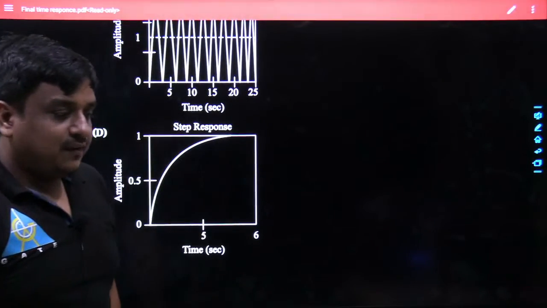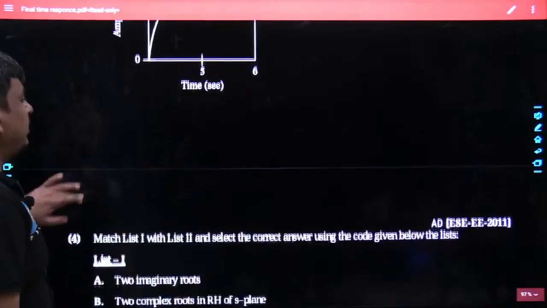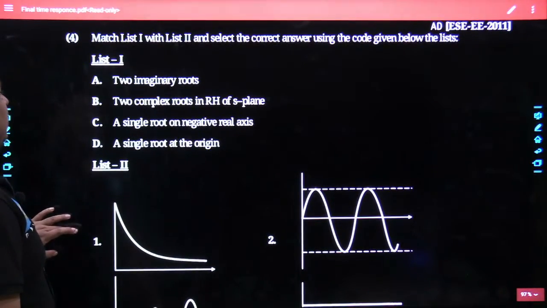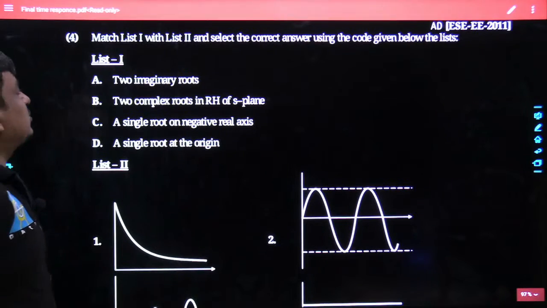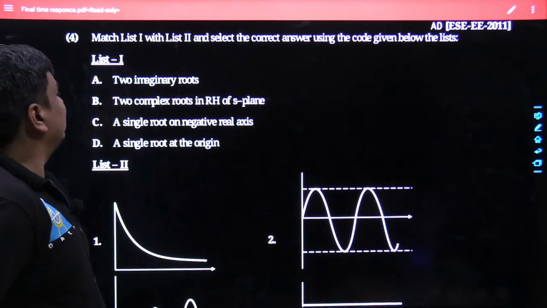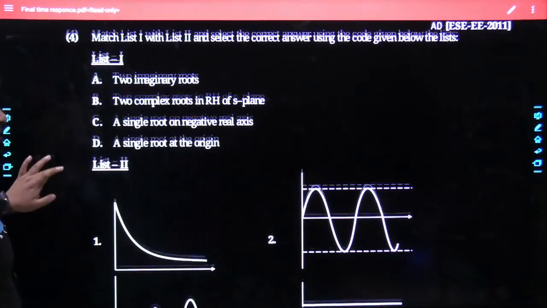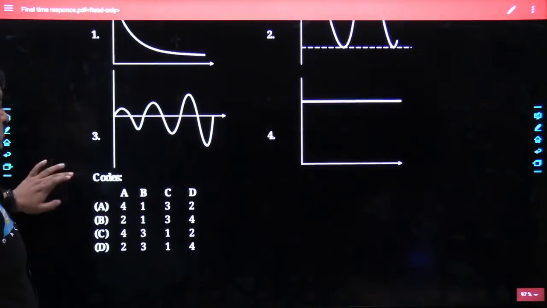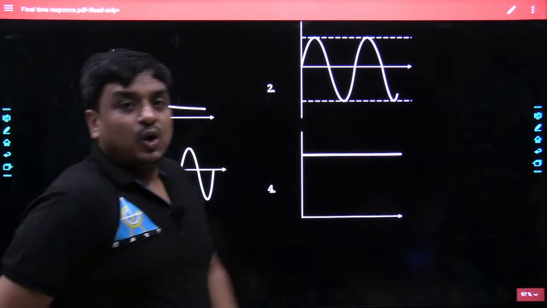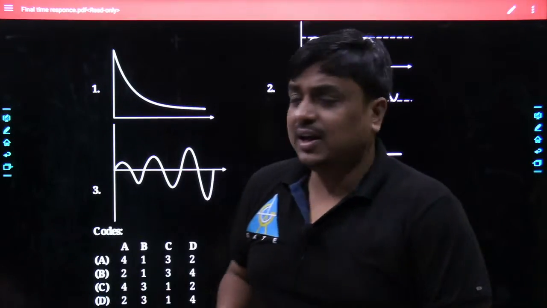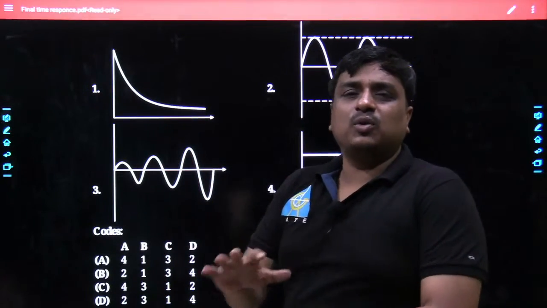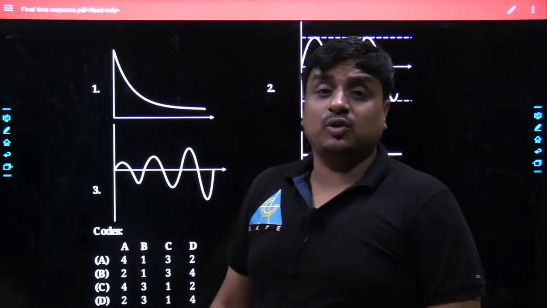So nobody should have any doubt as such. Let me go ahead with the next question. Deliberately I have taken this problem. See, match list 1 and 2. Select the correct answer using the code given below the list. Anyways, I would post this PDF over the Telegram group so that you can solve this problem by yourself, because this problem does not have a good amount of concept.